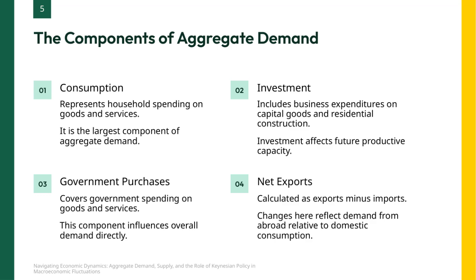Then, we have government purchases, covering all government expenditures on goods and services. This directly influences demand by injecting money into the economy. Finally, net exports, which is calculated as exports minus imports. Changes here reflect how much demand is coming from abroad compared to domestic consumption. Together, these components give us a complete picture of what drives aggregate demand.